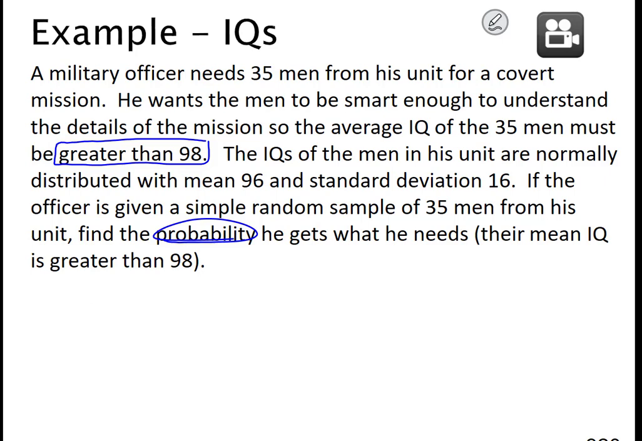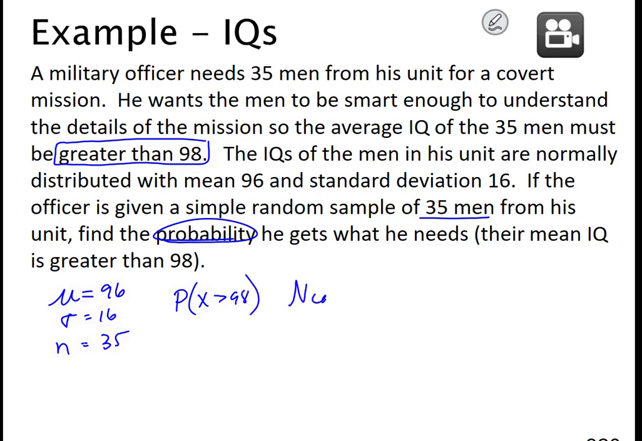Now you may still be drawing the graph, which is great. Some of you have kind of gotten this idea in your head that you don't need the picture anymore. I encourage you to still write the information. Mu is 96, sigma is 16. N, our group size, is 35. And you could also write it in symbols since we're finding probability. P(X > 98).